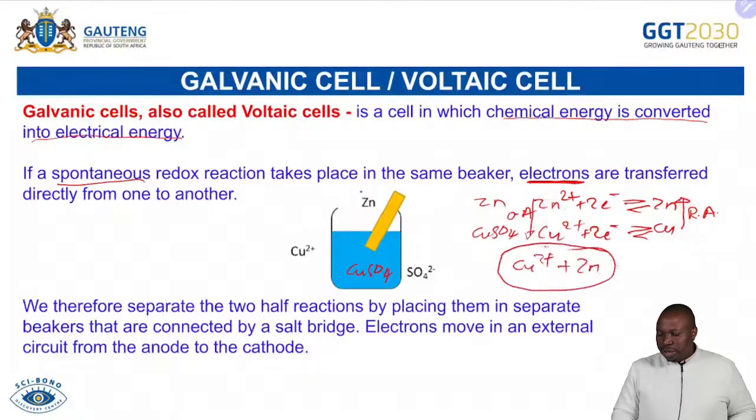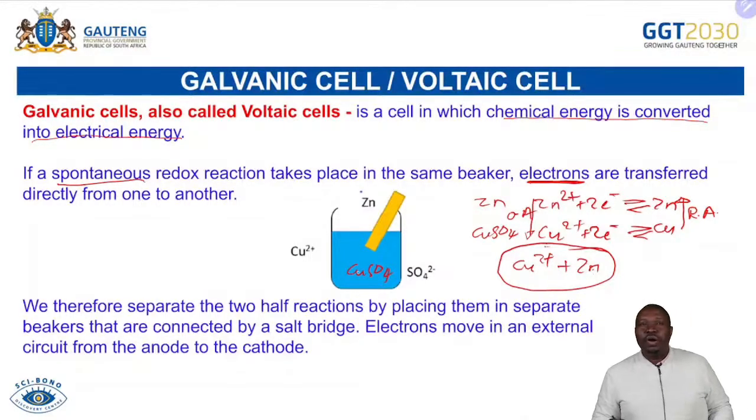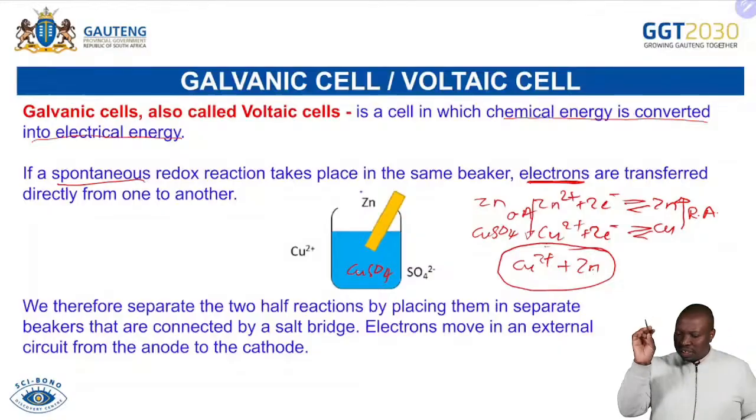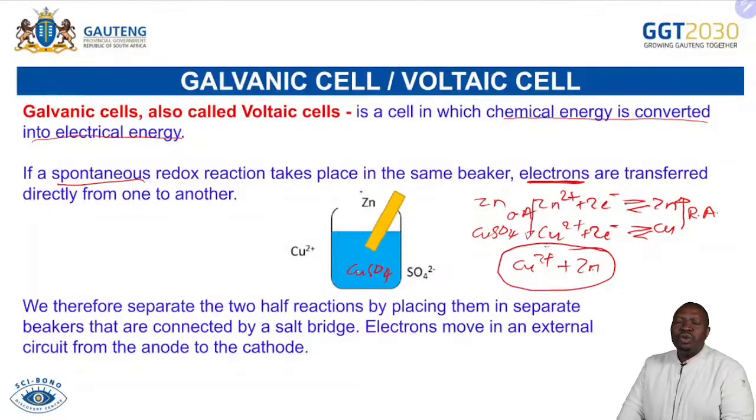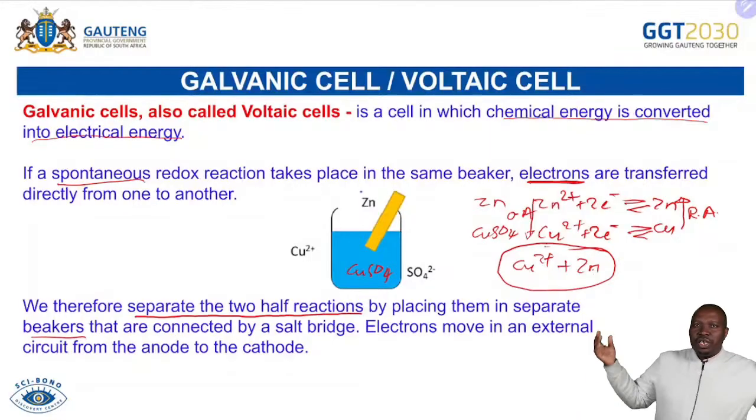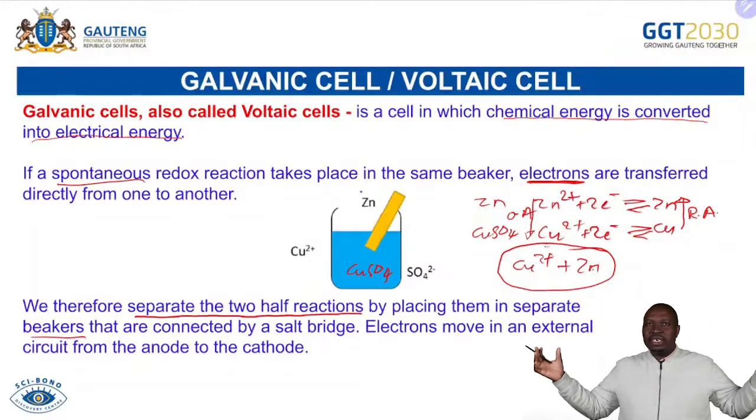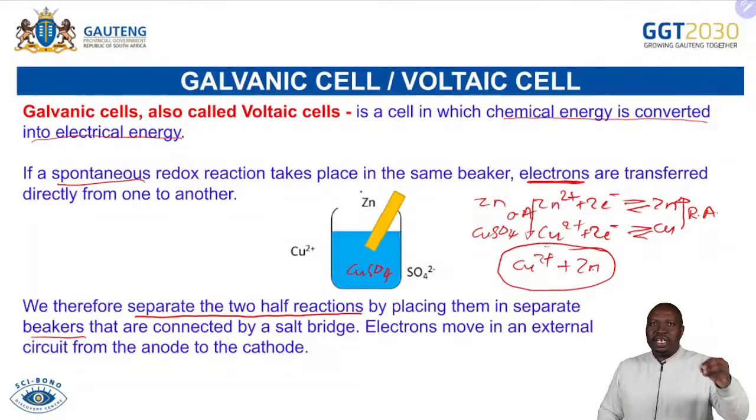So we know that when you have zinc and Cu2+, zinc can lose electrons and Cu2+ can gain electrons. And we call that direct electron transfer. But in order for us to show this process nicely, we separate the two half-cells by placing them in separate beakers. You will find most of the questions have two different beakers. But we're saying the reaction can as well take place in one.